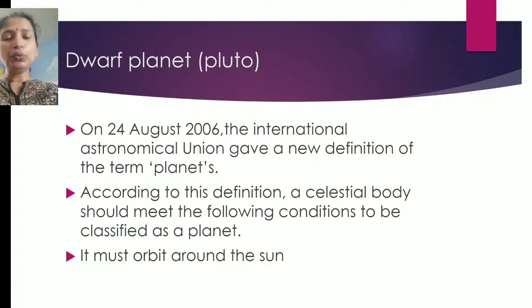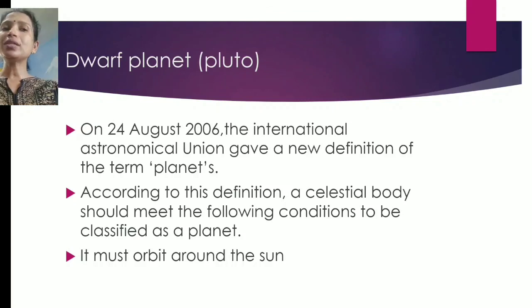Earlier Pluto was also included in the solar system, but now the rules and characteristics given by the International Astronomical Union are not fulfilled by Pluto. That's why it is called a dwarf planet. Dwarf means a very small planet. It is not an actual planet.